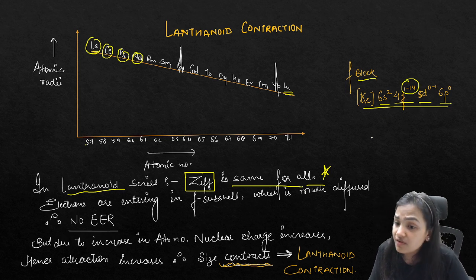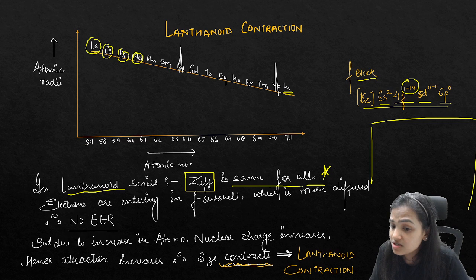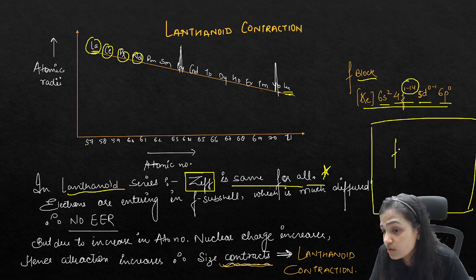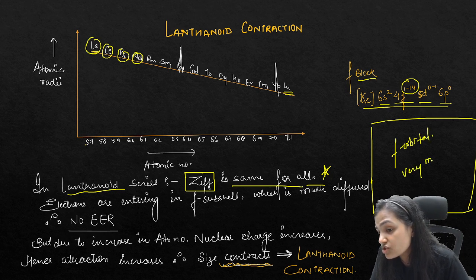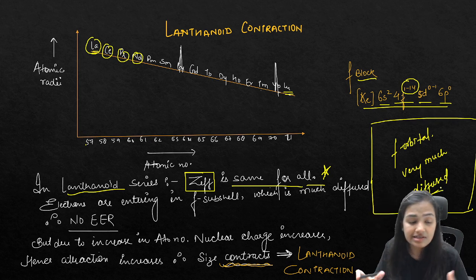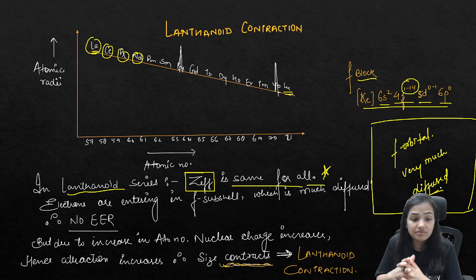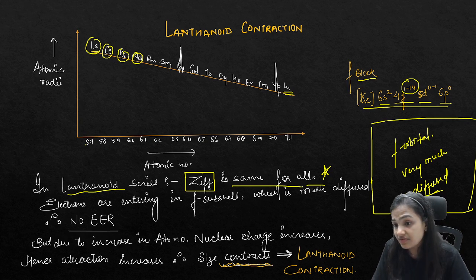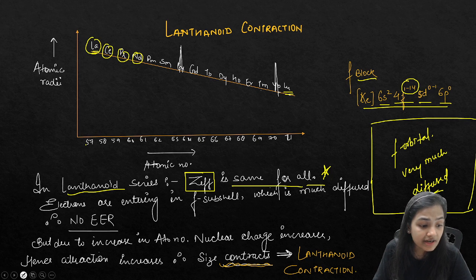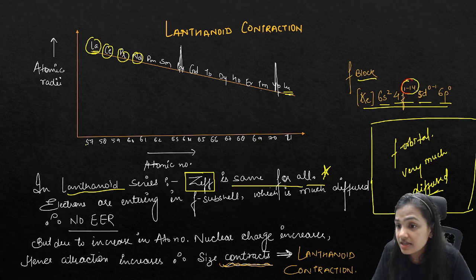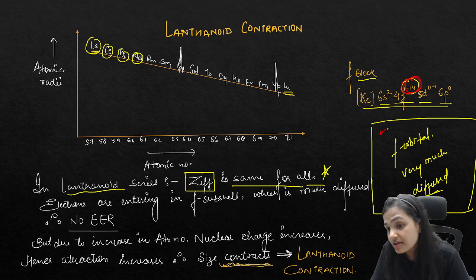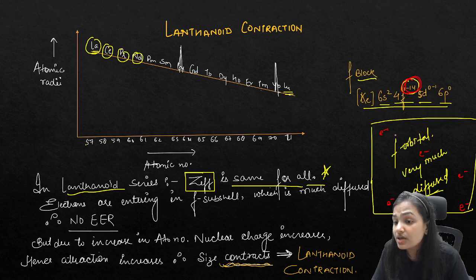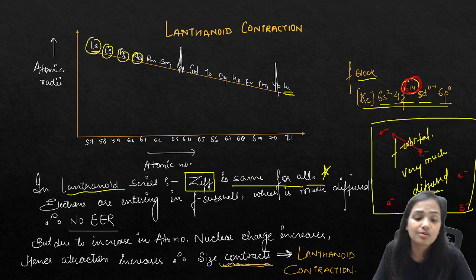And you know, the f orbital is so much diffused. The f orbital is so large in size. When I have to enter these 1 to 14 electrons in the f orbital, as the size of the f orbital is so large, they don't even repel. There will be no electron repulsion.